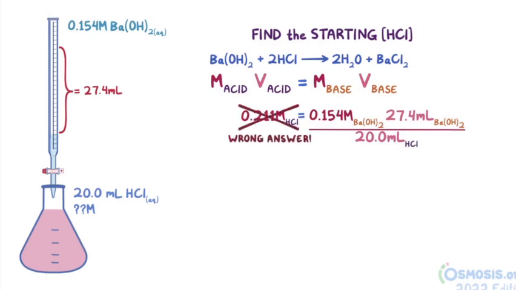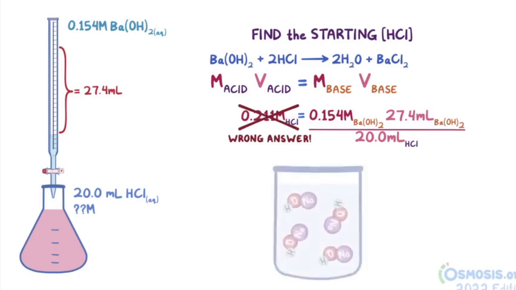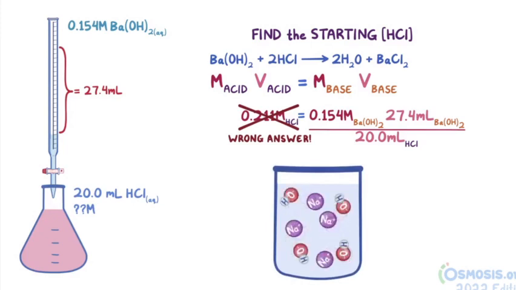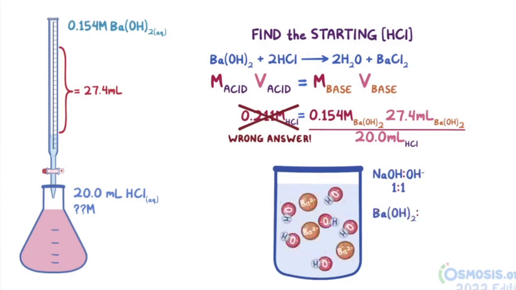We didn't get the correct answer because barium hydroxide in this problem is different from sodium hydroxide in the previous problem. When we put sodium hydroxide in solution, it dissociates to form Na+ and OH-. The mole ratio of sodium hydroxide to hydroxide is 1:1. When we put barium hydroxide in solution, we get barium 2+ and 2 OH- ions. So the mole ratio of barium hydroxide to hydroxide is 1:2.